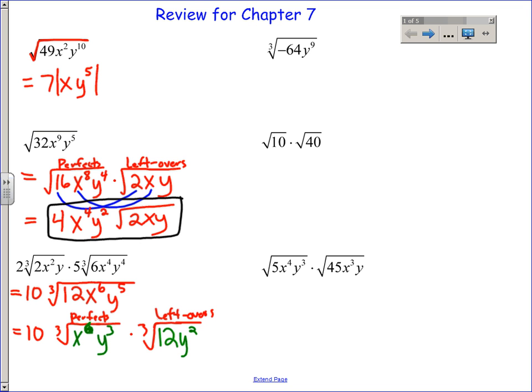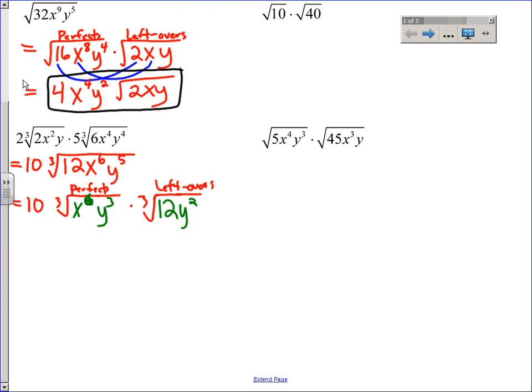And now we just need to simplify each of those parts. So we're going to have the 10 still staying outside. And then you're going to third root x to the sixth, which is x squared. Third root of y cubed is y. And then you'll have times your leftovers, 12y squared. So really the only thing we have left to do here is just not write it with a dot.